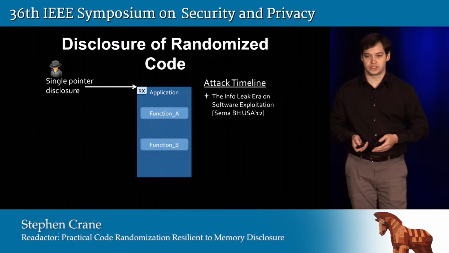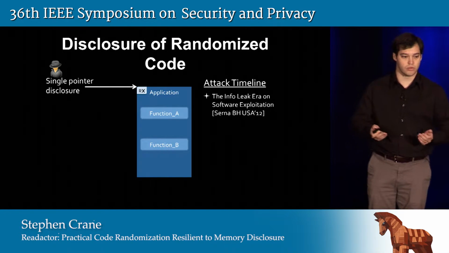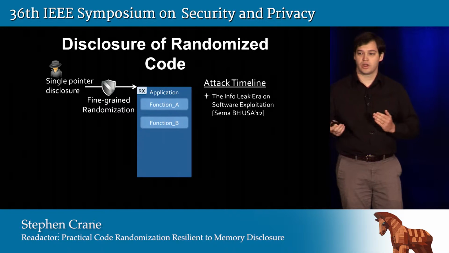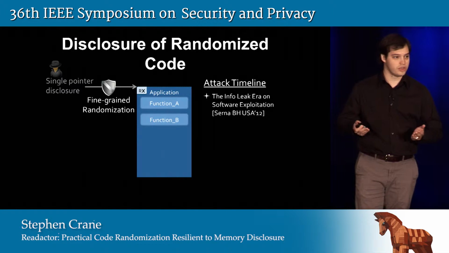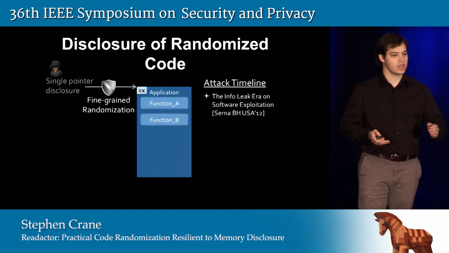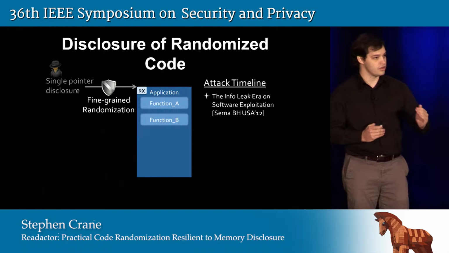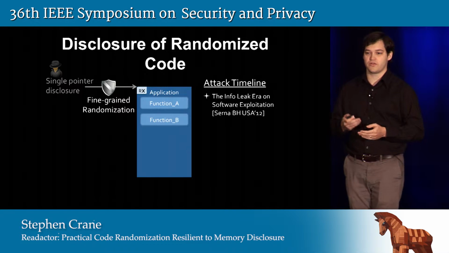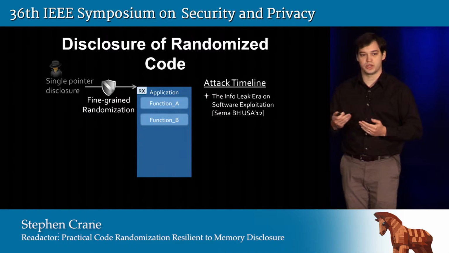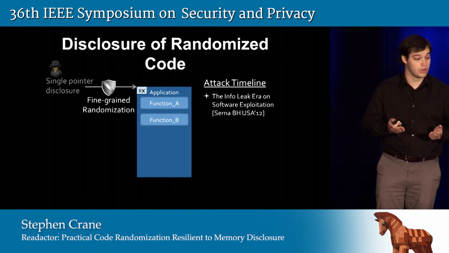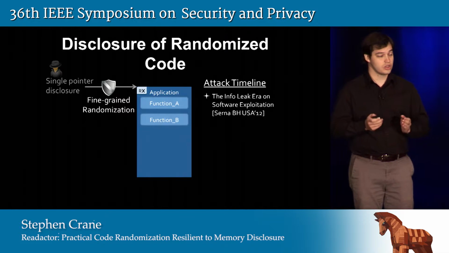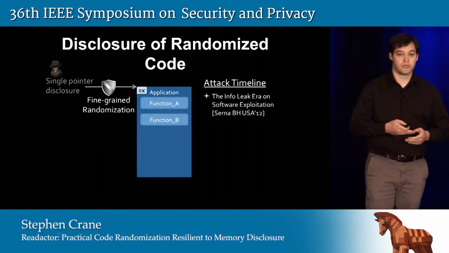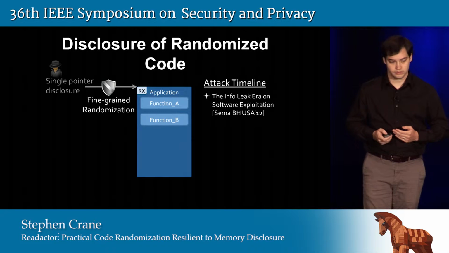We can prevent this, and it's been proposed in many different works, by using fine-grained randomization. The problem with ASLR is it's randomizing at a very coarse-grained granularity, the entire program code segment. If we instead randomize at a finer granularity, say function or basic block or even the instruction level, we can prevent disclosure of a single pointer from bypassing our defenses.